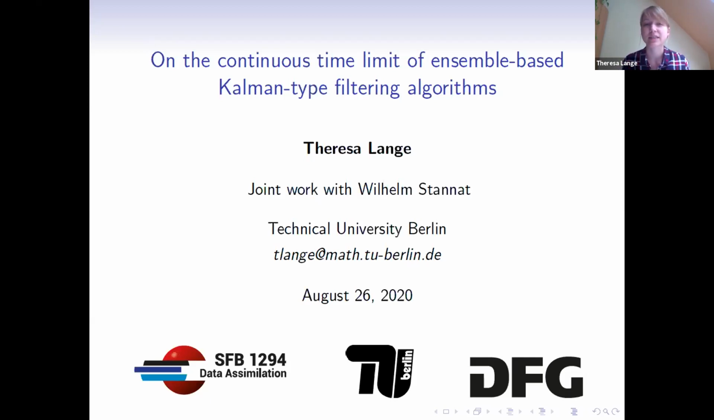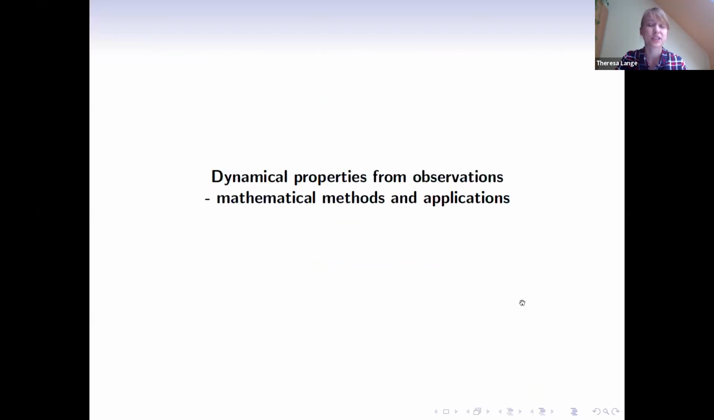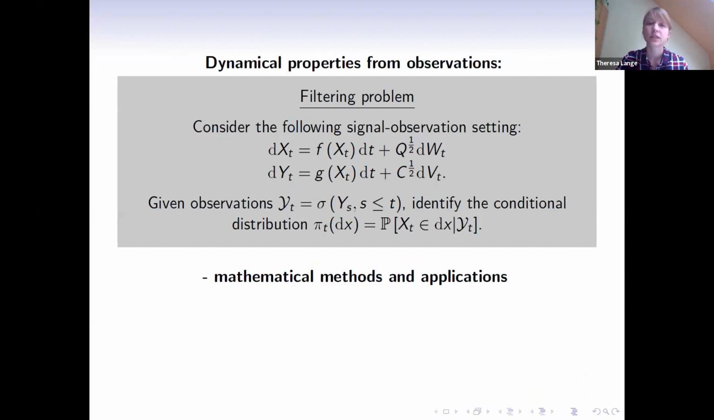Since this is quite a packed title, let's see how it fits into the framework of this mini symposium, which is called Dynamical Properties from Observations, Mathematical Methods and Applications. A special topic arising in this field is the filtering problem. There we are interested in a dynamical system X, which we only partially know. We have a notion of how it evolves, so we can write down a model of it, but we don't know it exactly, but can observe it via a process Y modeled in this way. The filtering problem consists of identifying the conditional distribution pi t of the system of interest X, given observations up until time t.